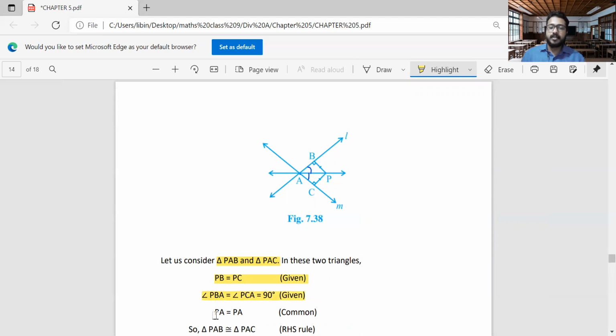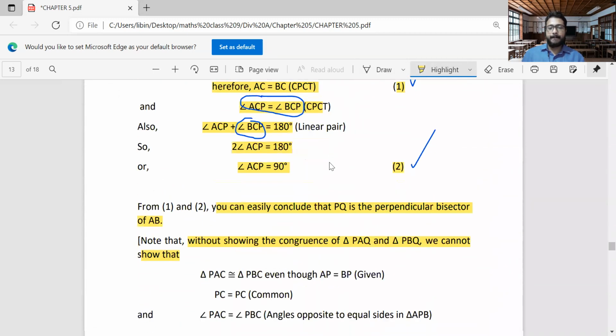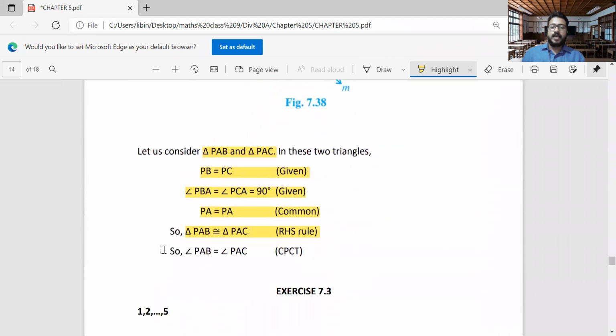Now only the remaining part PA is common, which means by using the RHS congruence rule, right angle hypotenuse side, we can see that triangle PAB is congruent to triangle PAC. As a result, by using CPCT, we can say that angle PAB is equal to angle PAC. Okay, I think this is clear to you.